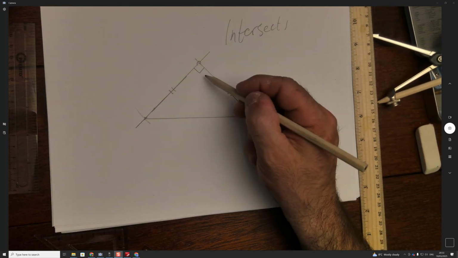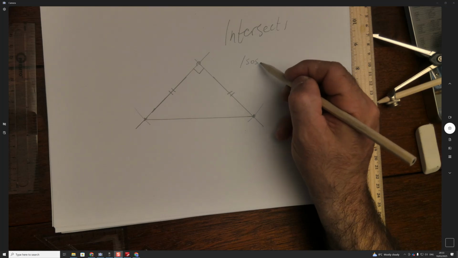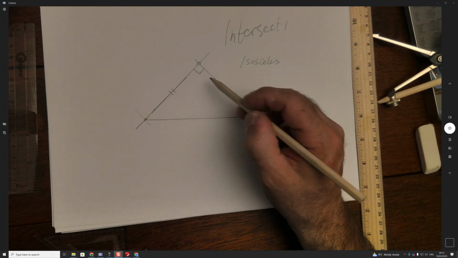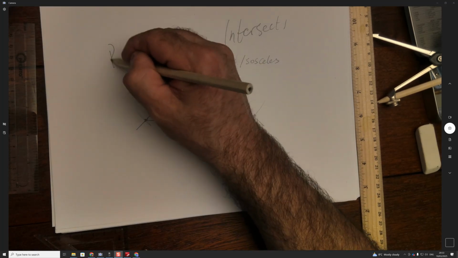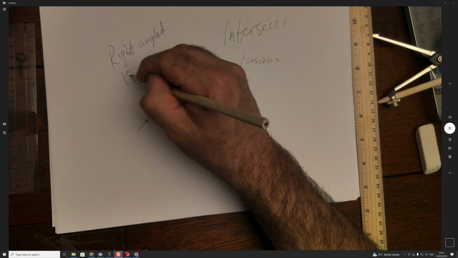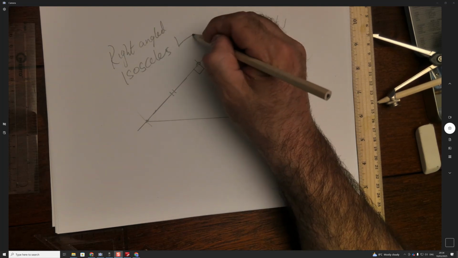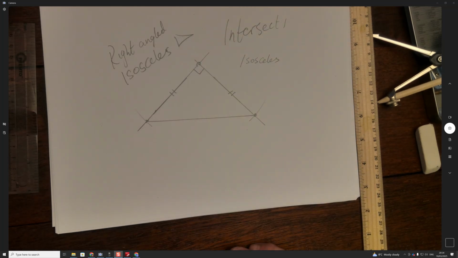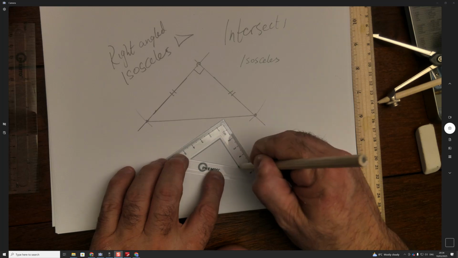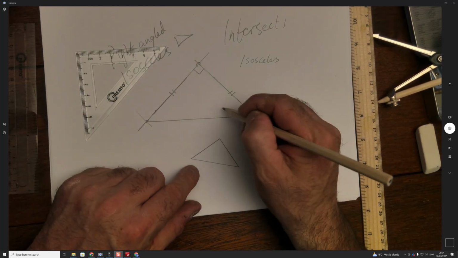But what's important about this, it's isosceles, because this equals this, and it's also a right angle. So this is our right angled isosceles triangle. That's what that is there. Okay, if you want to draw it real quick, you use the inside, and it's 1 is to 1 is to root 2. So let's look at 45 degrees.